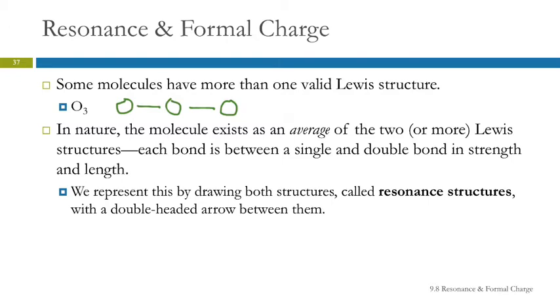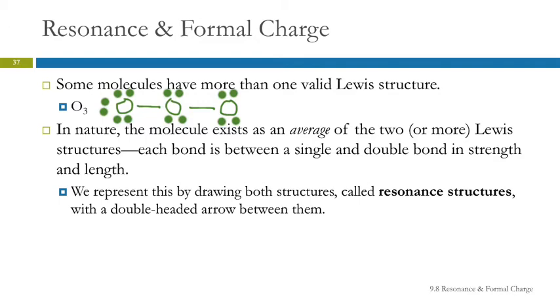18, right? So we've got 2, 4 from the bonds. 6, 8, 10, 12, 14, 16, 18. There's my 18 valence electrons. The oxygen on the end over here doesn't have an octet, so that's not okay. What do?